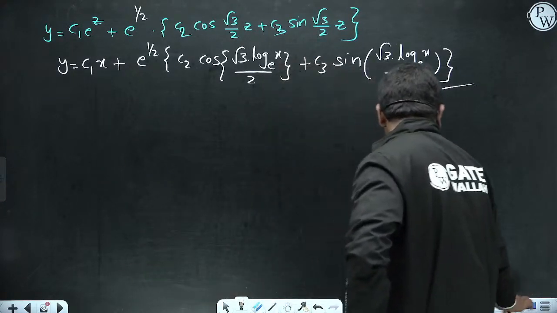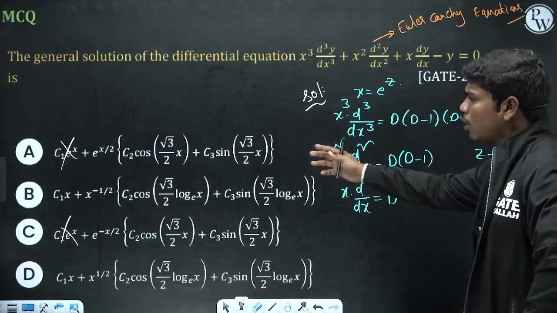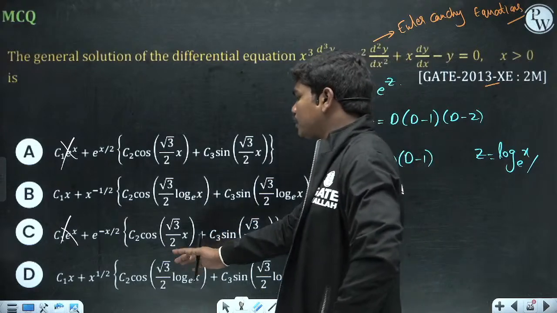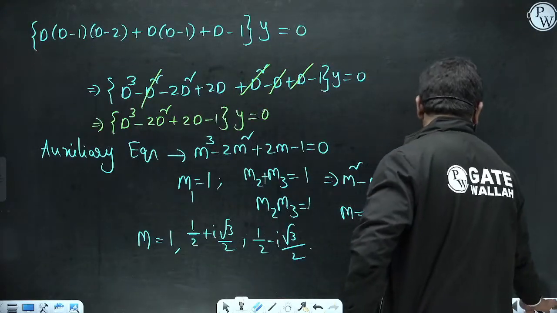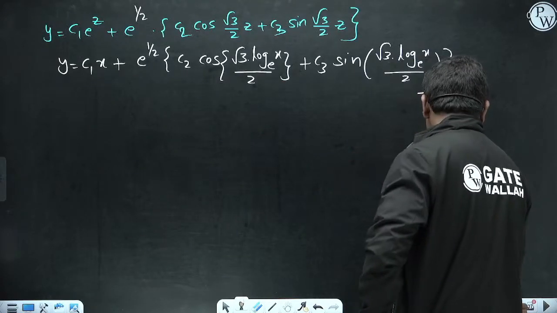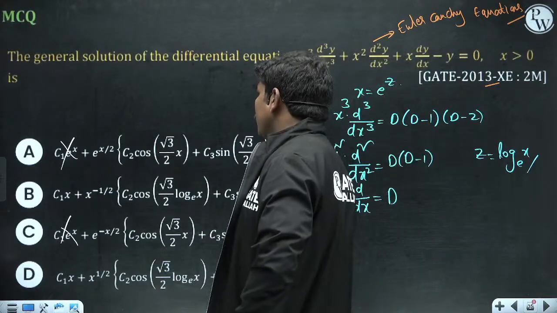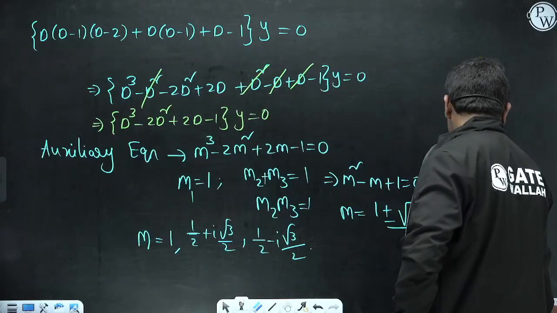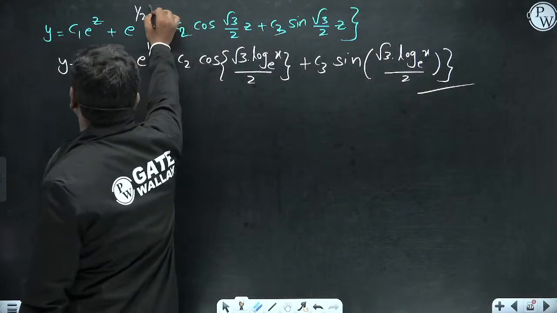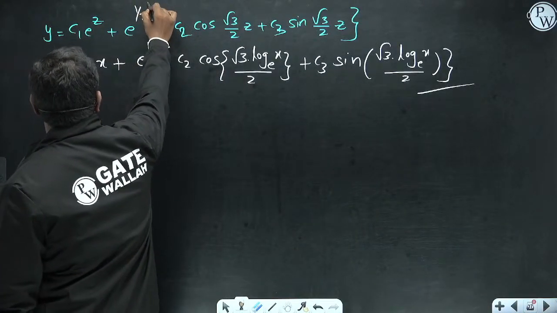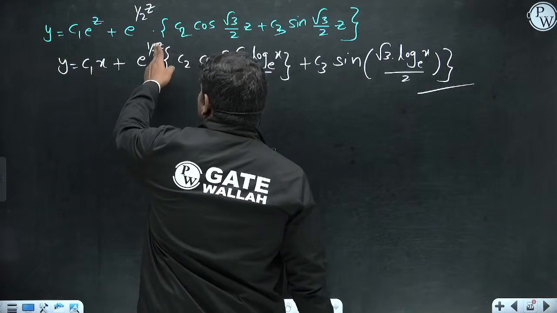Here if you check this carefully, out of this c1 x plus x^(1/2), we have x^(1/2), correct? So e^(1/2) — where is e^(1/2)? It is e^(αz), that's what we'll have. That means here we have e^(αz). So half times log x to the base e. So this e^z is what we have, and e^z is log x to the base e.